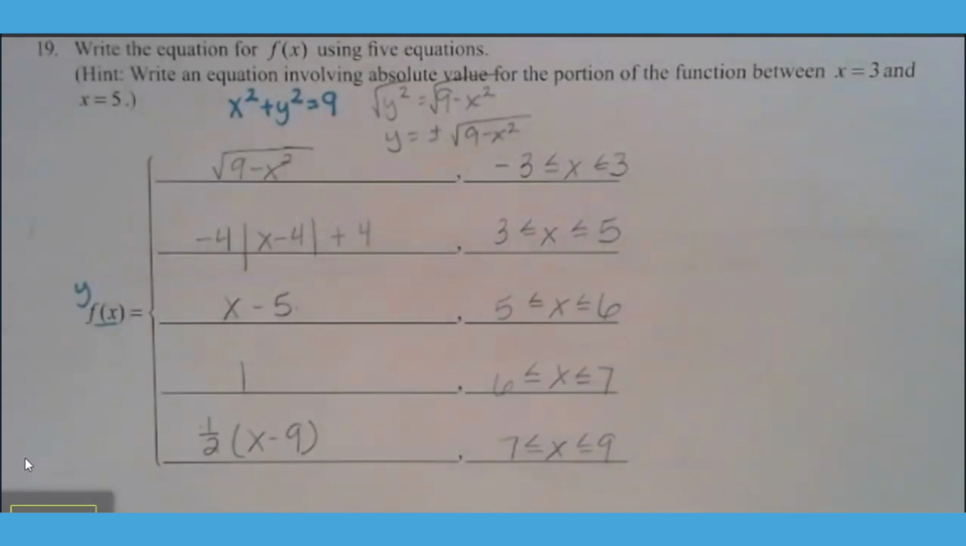So take a moment, look at 20 and 21, and when you're ready to come back and check your solutions with me, press play.